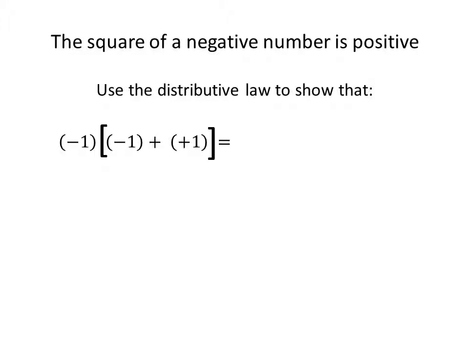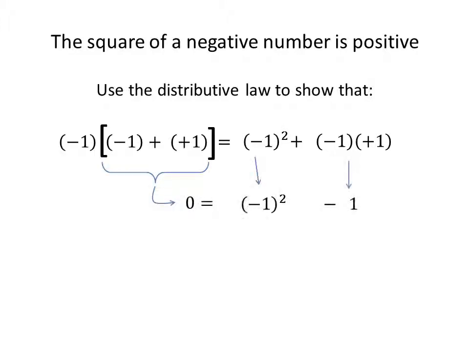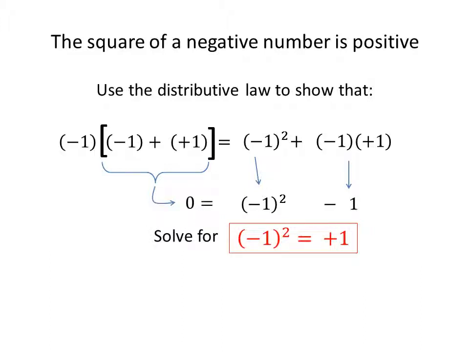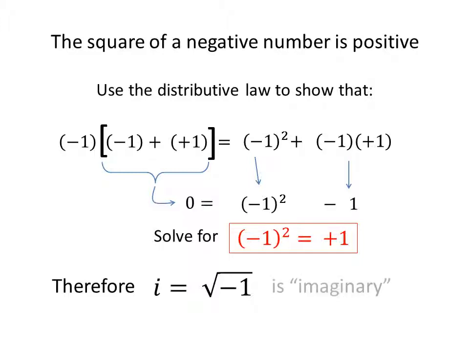We use the distributive law on this expression here, and we see an expression that involves minus 1 squared, and it can be solved to show that minus 1 squared is plus 1. Therefore, i, the square root of minus 1, is imaginary because there is nothing that can square and give you a minus 1.